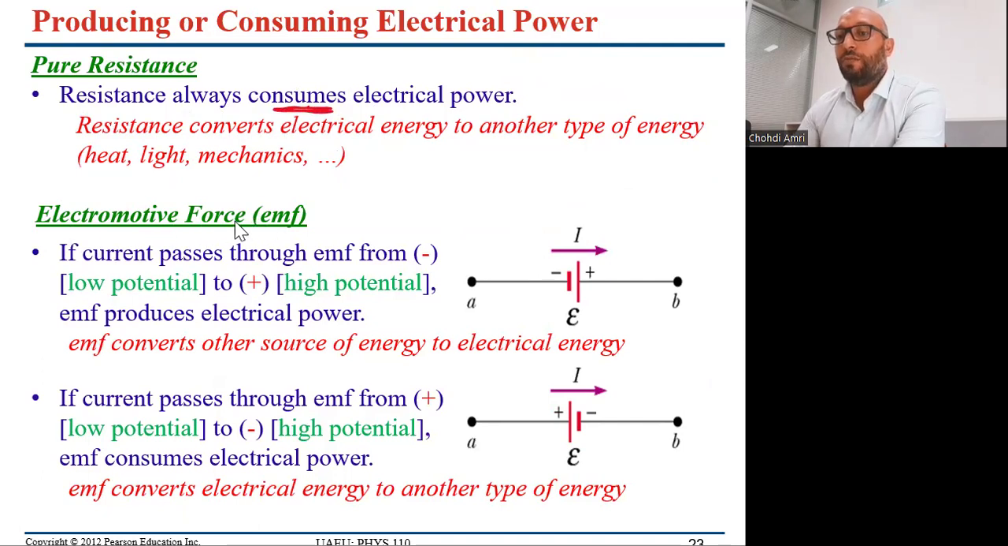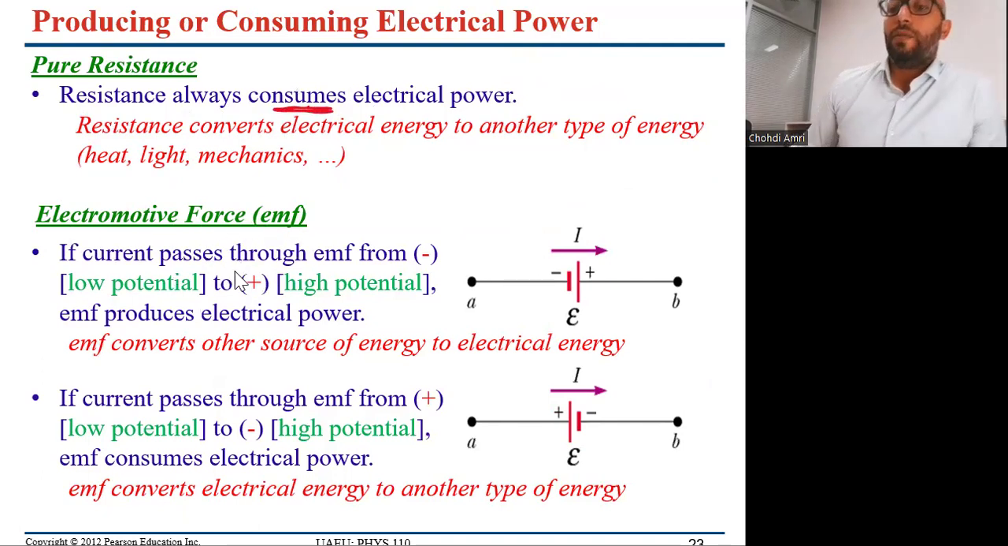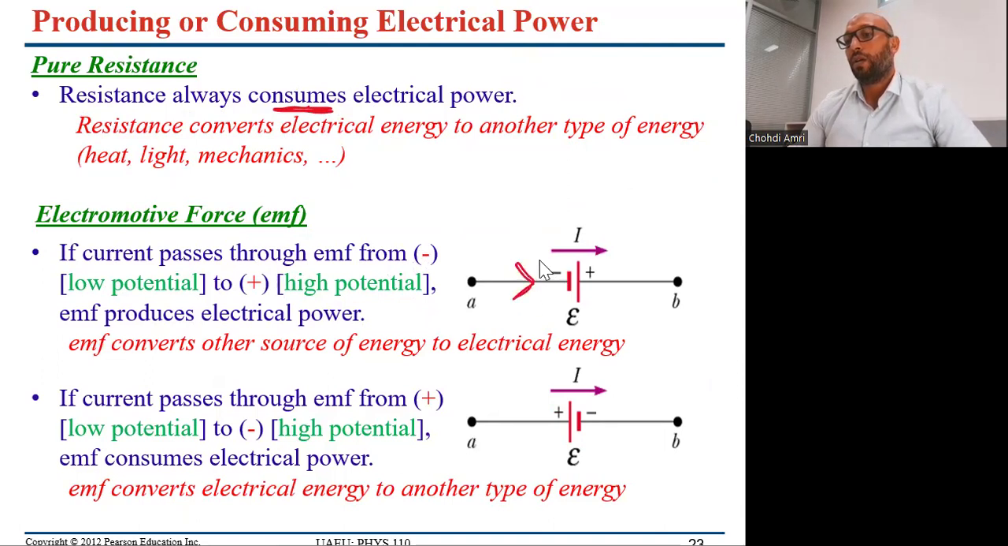What about the electromotive force source? If the current passes through the electromotive force from the negative side, that means the low potential, to the positive side, that means the high potential, the electromotive force source produces electric power. In this example, the current is entering the negative side of the battery and leaving the positive side of the battery. In this case, it's producing. What is producing? Produces an electric power.